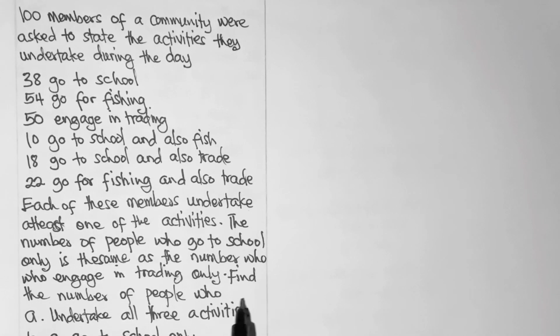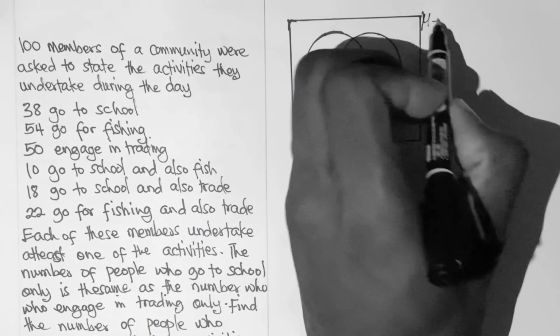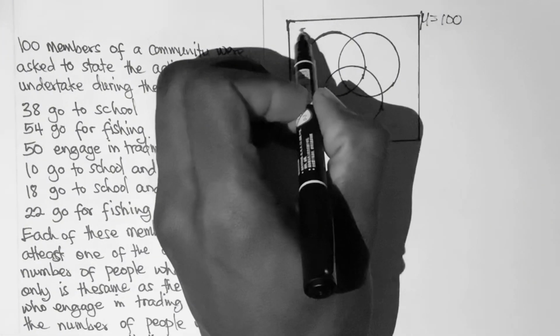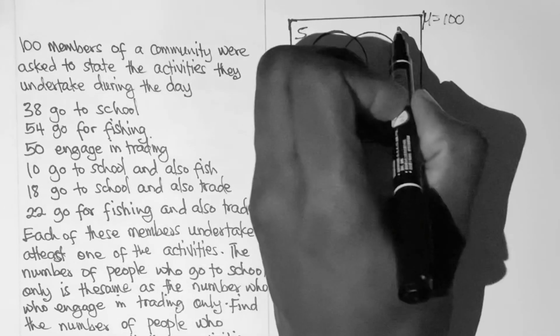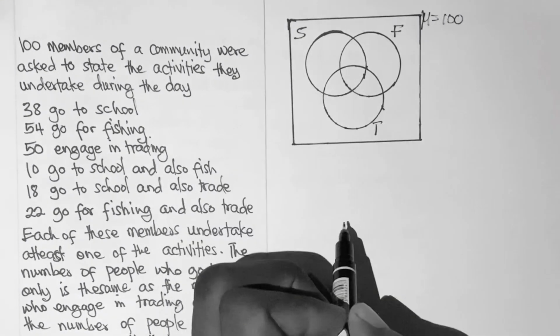Find the number of people who A, undertake all 3 activities, and then B, go to school only. So let's represent this on a Venn diagram. So this is our Venn diagram, and this part is the universal set, which is 100. Now, from the question, we are talking about those who go to school, those who go for fishing, and then those who engage in trade.